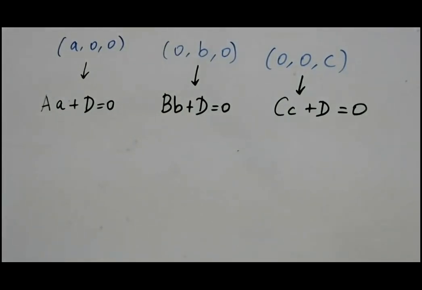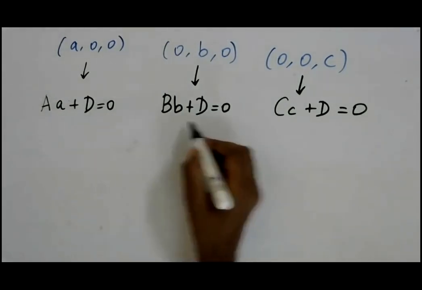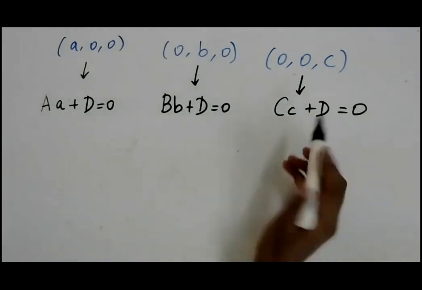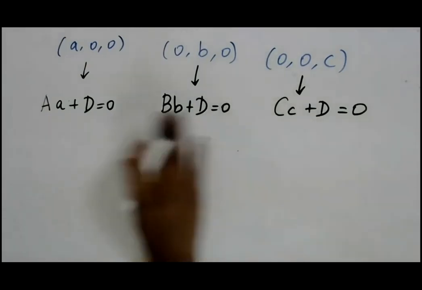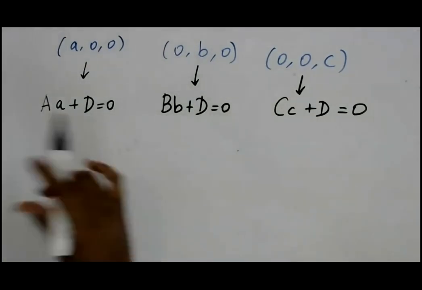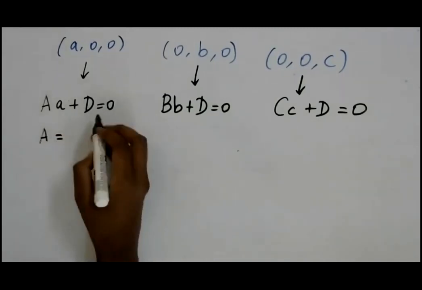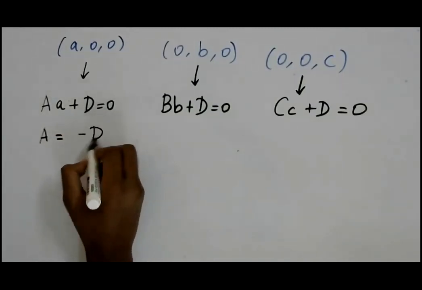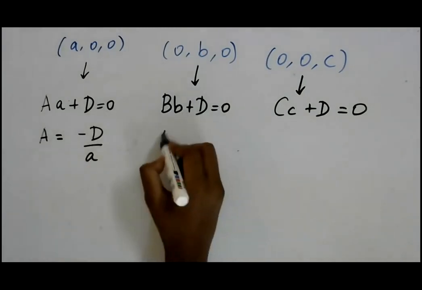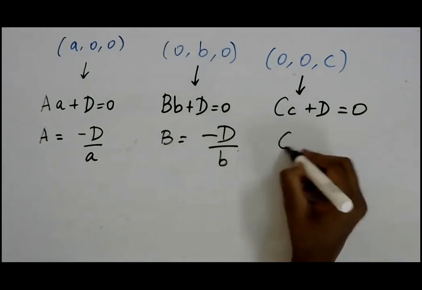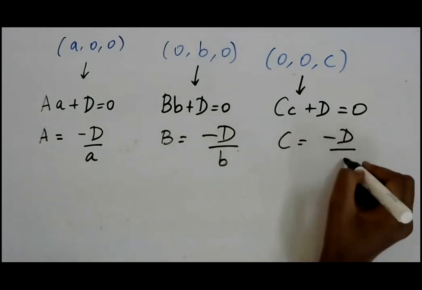Now expressing them in terms of the capital A, capital B and capital C, which are there in the original equation. So our idea is to just substitute these values back in the original equation. So we get capital A is equal to minus d upon a, and capital B is equal to minus d upon b. Capital C is equal to minus d upon c.